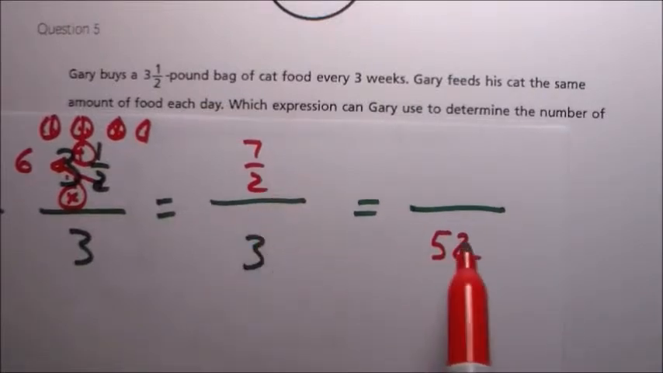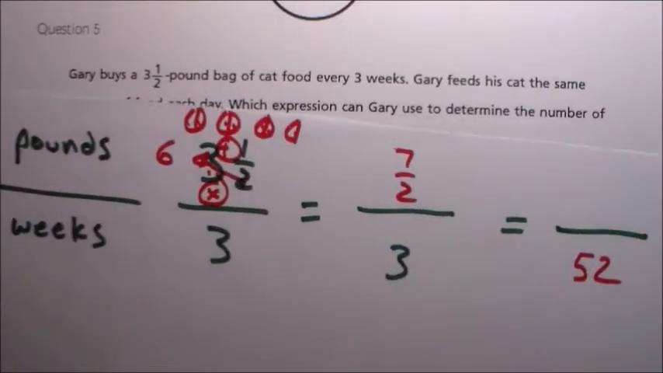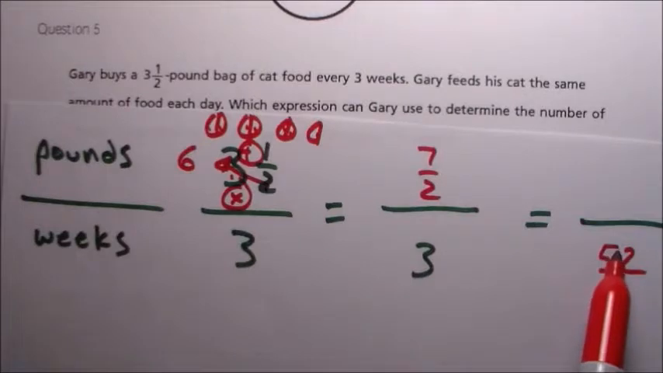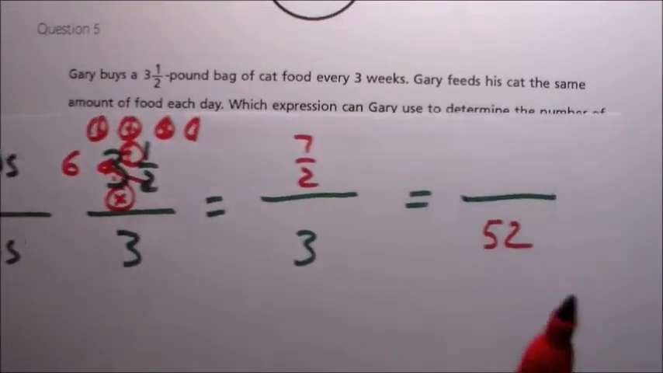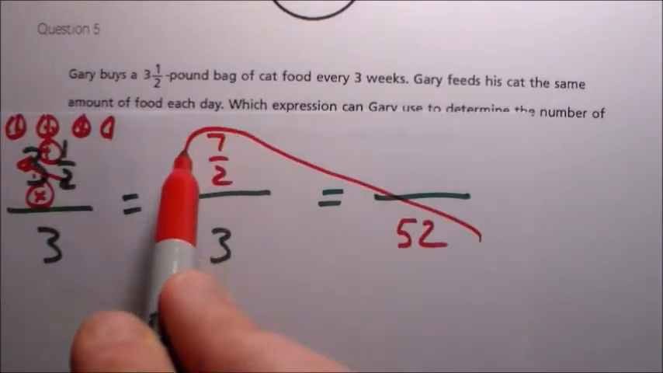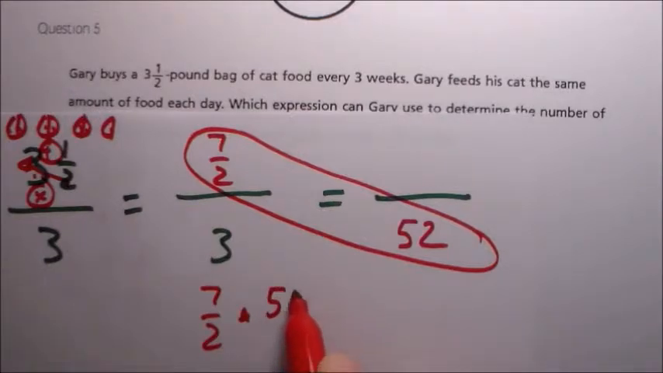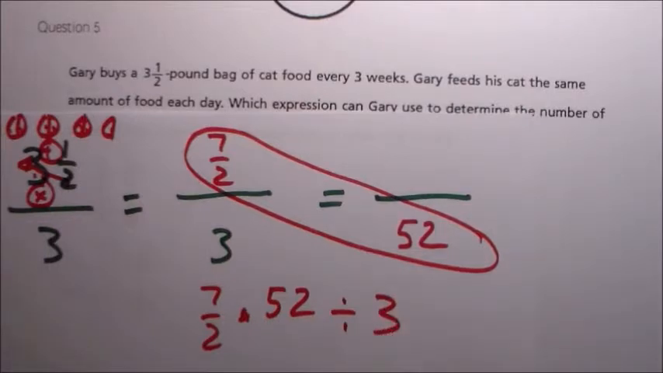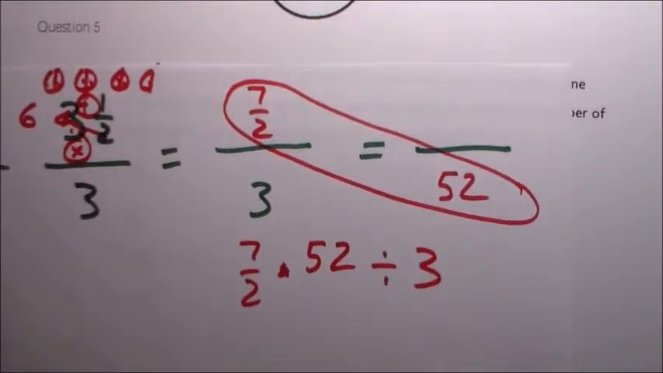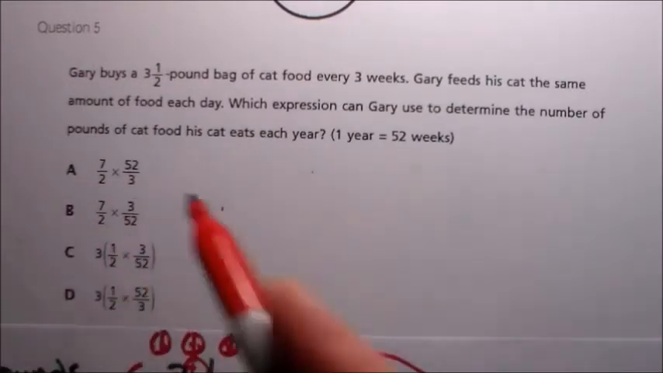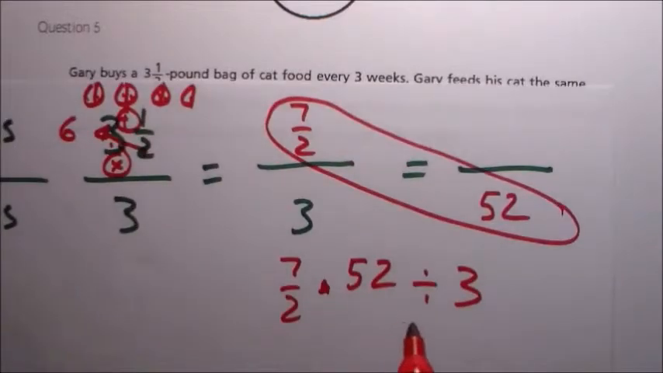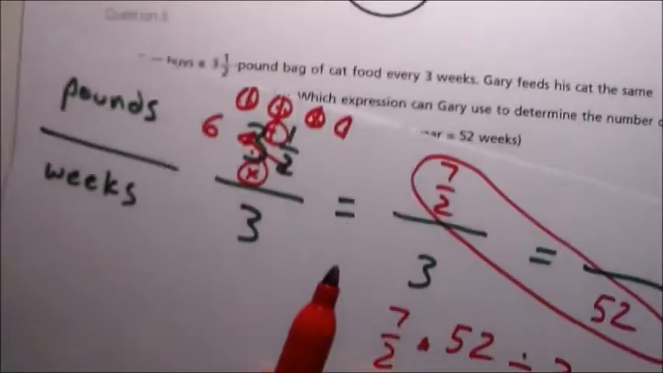So we have this and we're looking for how many pounds do we get for 52 weeks, right? Because that's how many pounds per year. How many pounds do we get for 52 weeks? And we cross multiply. 7 over 2 times 52 divided by 3. Okay, and we look at our answers, and that should be an answer. That 7 over 2 times 52 divided by 3 should be an answer.